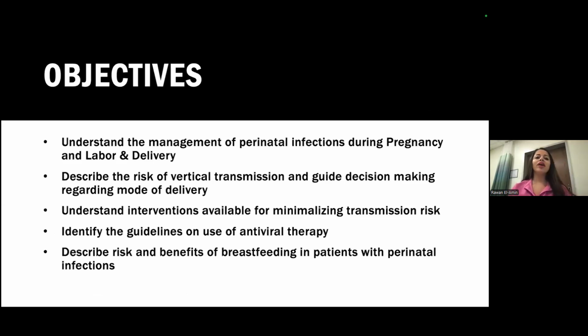All right, so what are our objectives today? Just understand the management of perinatal infections during pregnancy and labor and delivery, describe the risk of vertical transmission, and guide our decision-making regarding mode of delivery, understanding the interventions available for minimizing transmission, identify the guidelines on use of antiviral therapy, and describe the risks and benefits of breastfeeding in patients with perinatal infections.